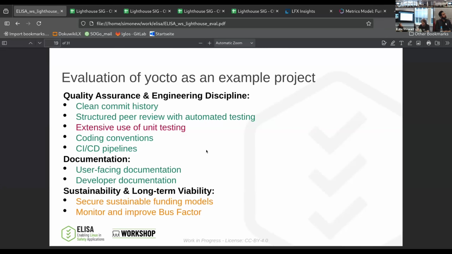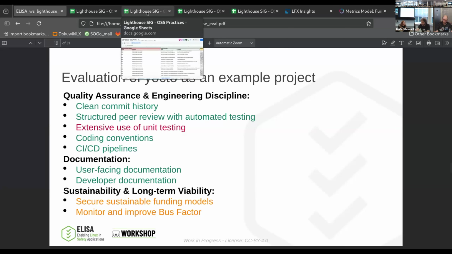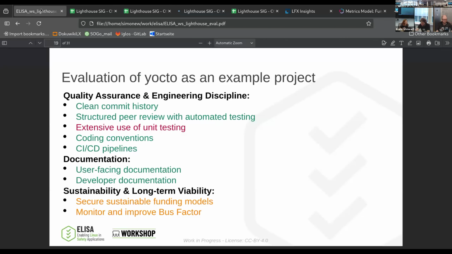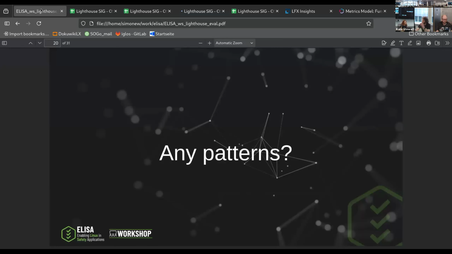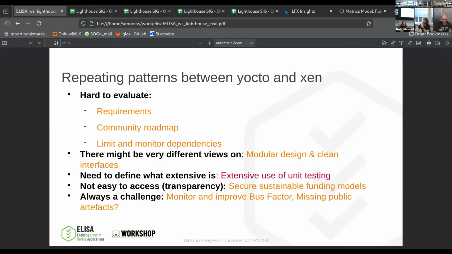To give you a feeling, I have written a more detailed evaluation also in the worksheet, and it's linked from the presentation. It's just a little bit hard to display that on the slides, but it's there, of course, with also evidence links and supporting material. Now to the questions, have there been any patterns between just those two projects? One pattern was that it was just always hard to evaluate certain points, but that's not a weakness maybe in the process in the project, but just something that is rather hard to evaluate.